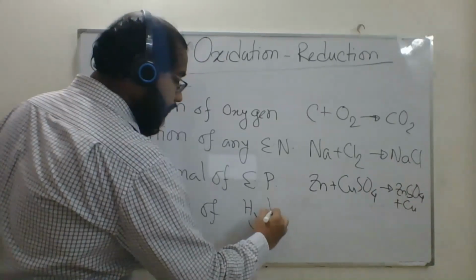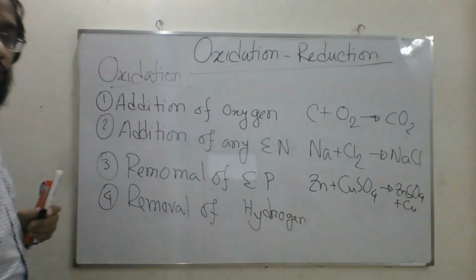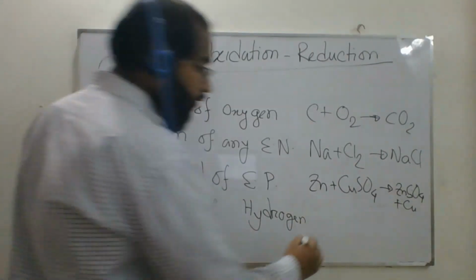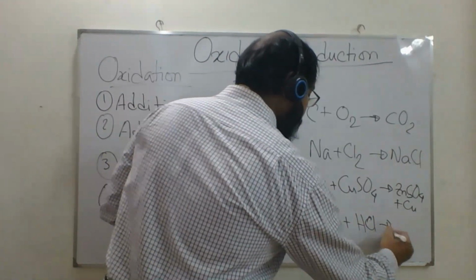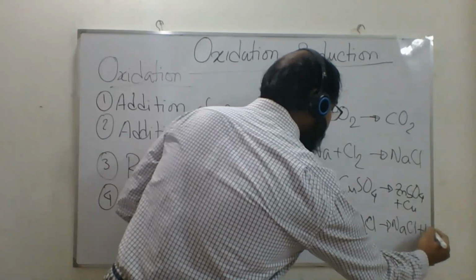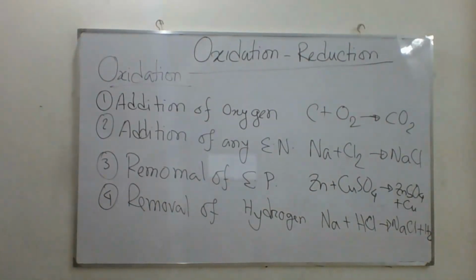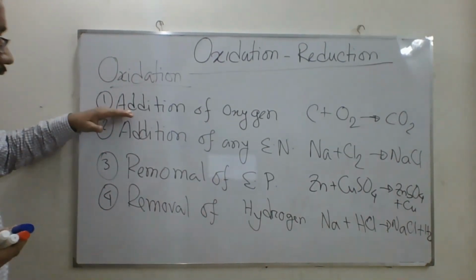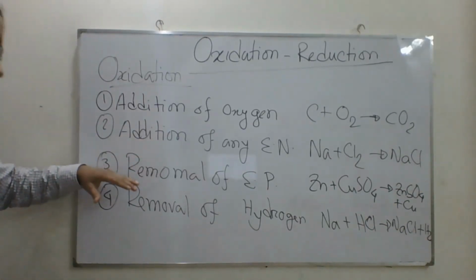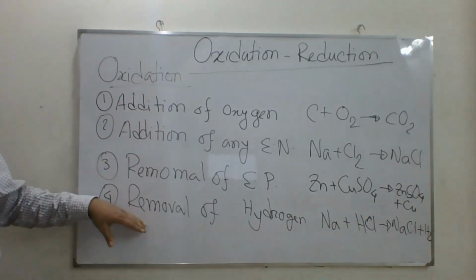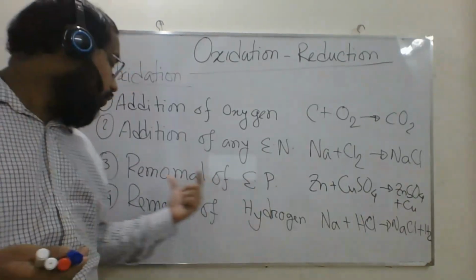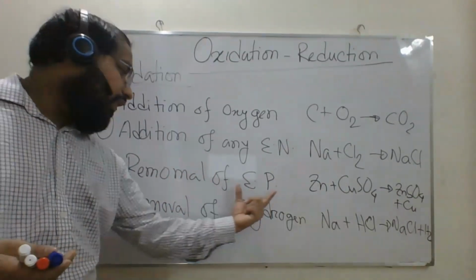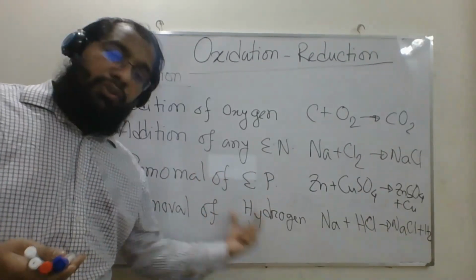Removal of hydrogen, like sodium plus HCl gives sodium chloride plus hydrogen. Hydrogen is removed. This is the classical concept: addition of oxygen, addition of any electronegative element, removal of electropositive element, removal of hydrogen. Because if adding an electronegative element is oxidation, then removal of an electropositive element should be oxidation, and removal of hydrogen should be oxidation.